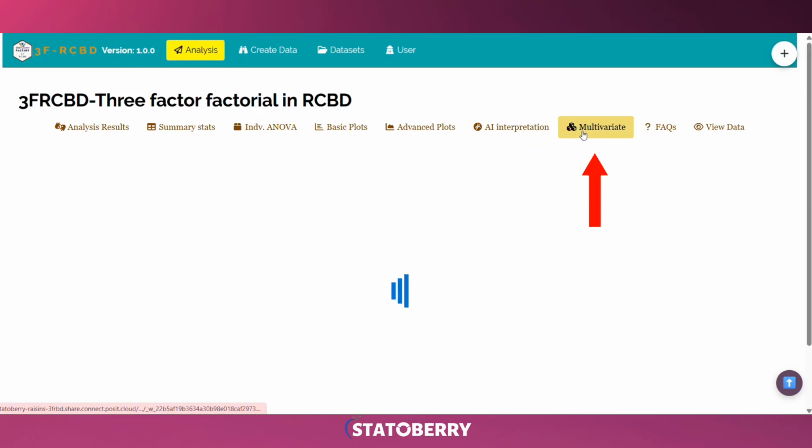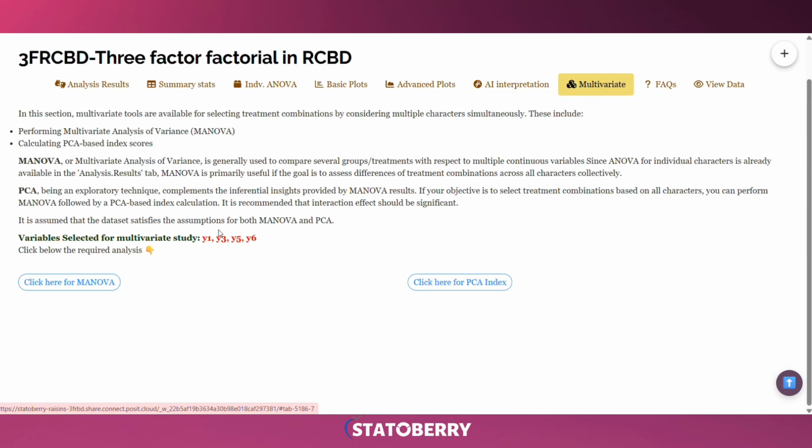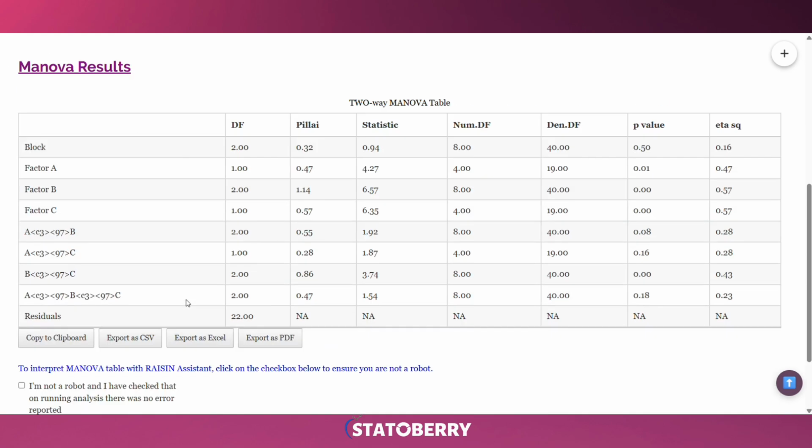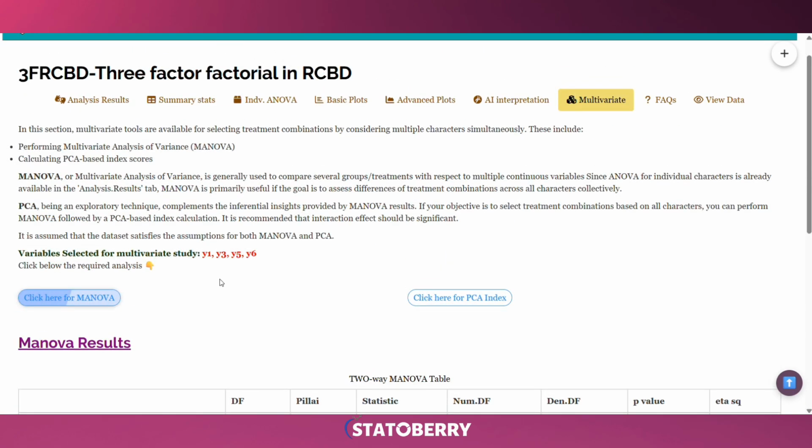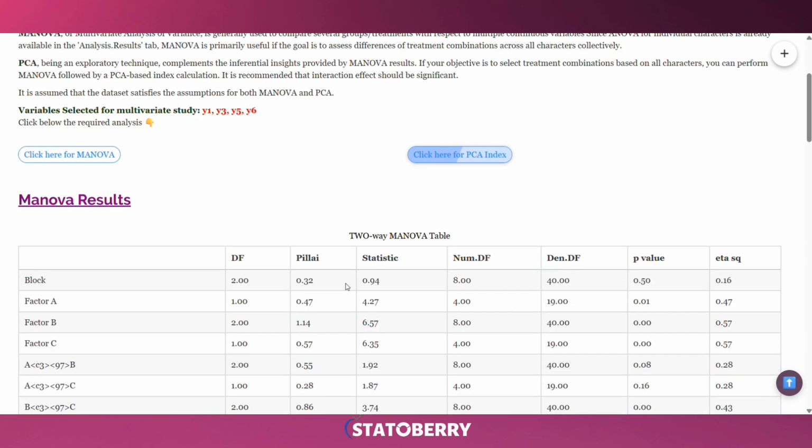And if you have 3 or more sets of observations, use the multivariate tools like MANOVA or PCA in the Multivariate tab, with downloadable results at your fingertips.